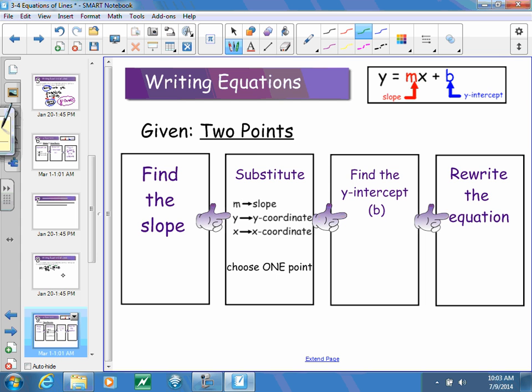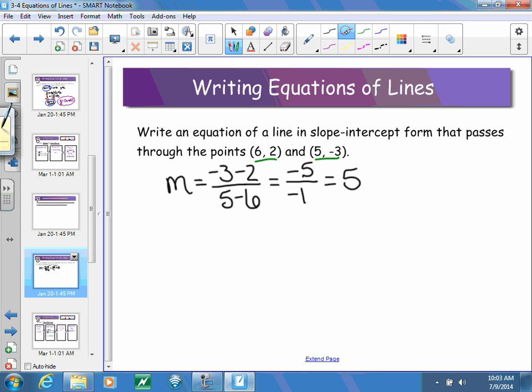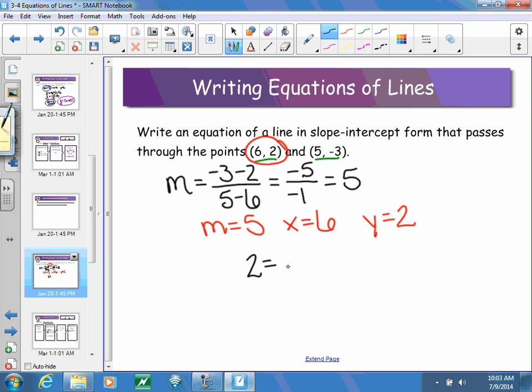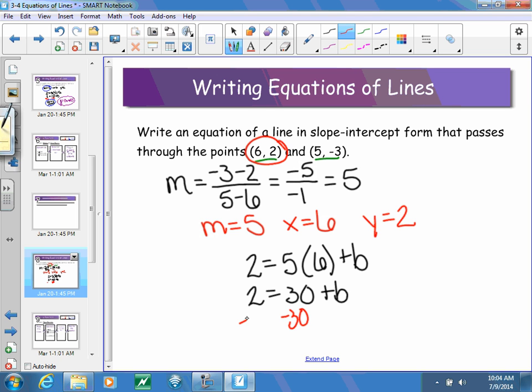So it doesn't matter which point you pick. Now that I have my slope, so m is equal to 5, I'm going to go ahead and just pick the first one here. So that means x is going to equal 6 and y is going to equal 2. So we plug everything in: y equals, so 2 is equal to m, 5, times 6 plus b. 2 is equal to 30 plus b, and I can subtract 30 from both sides.